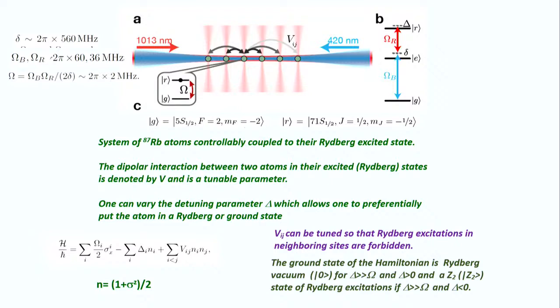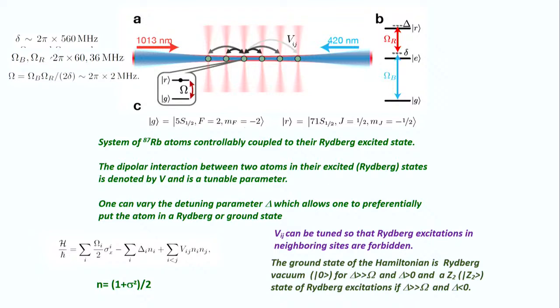But the point is that this Vij essentially goes as 1 over r to the power 6, which means that if you tune this V0 to be strong enough, you are going to achieve what is called a Rydberg blockade. That is, if you put in an excitation on any given atom, energetics is going to prevent excitation of the atom in the next site.